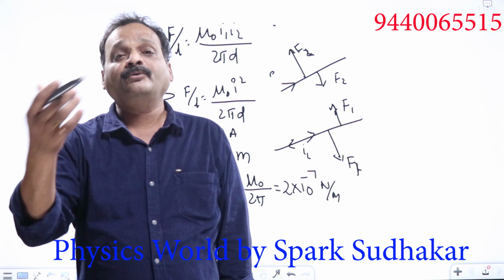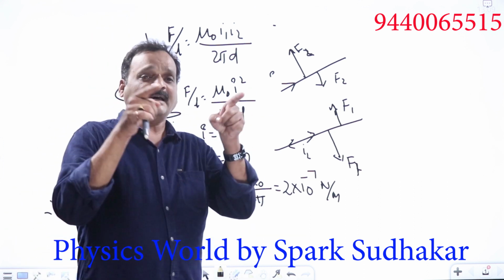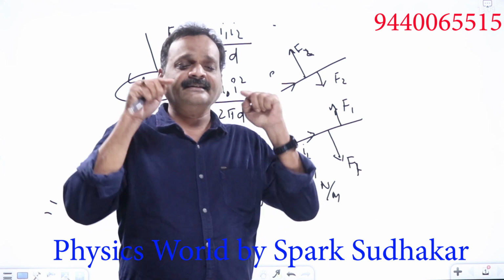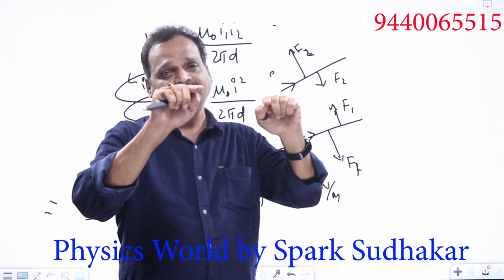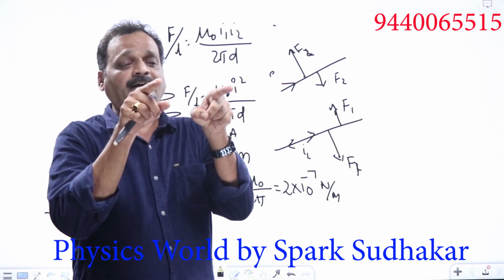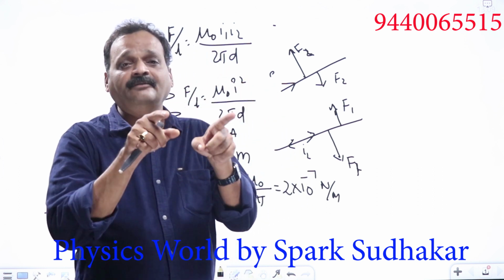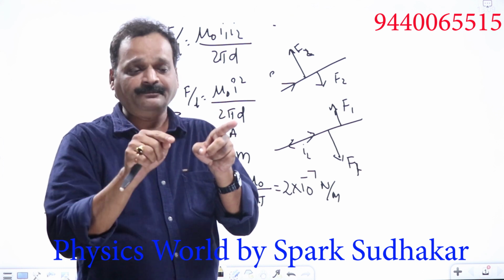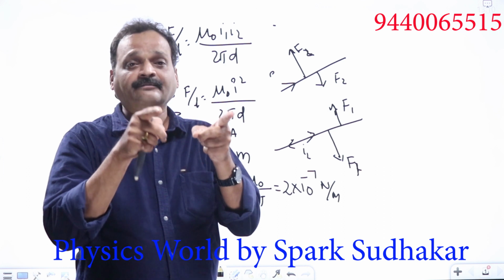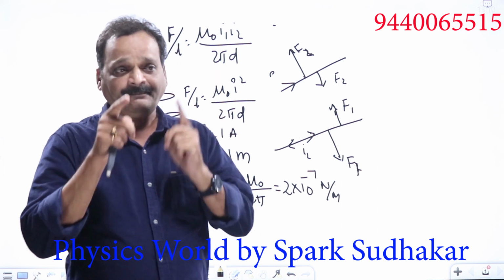How do you define 1 ampere? Take two parallel wires separated by a distance of 1 meter. Send equal amounts of current through both the wires and keep on adjusting the current. When the force between the two wires is equal to 2 into 10 to the power minus 7 Newton per meter, then the current in both the wires is equal to 1 ampere. That was the earliest definition of 1 ampere.